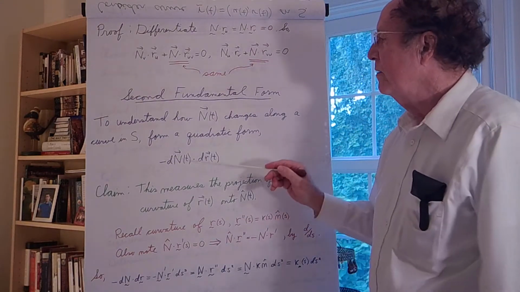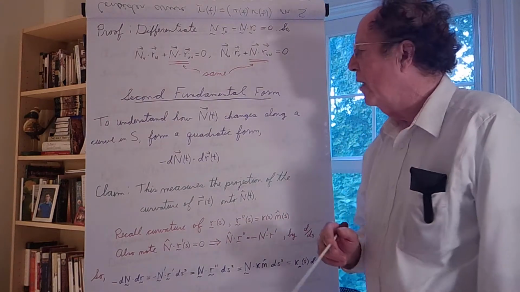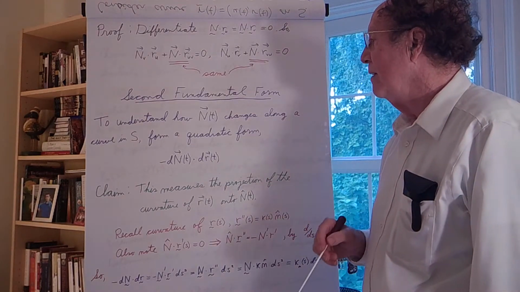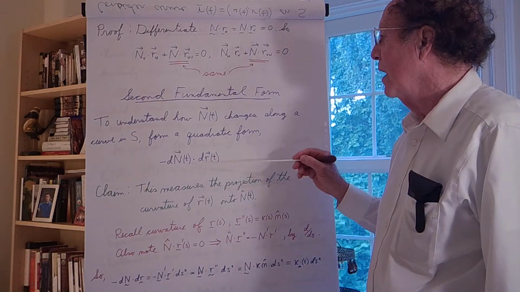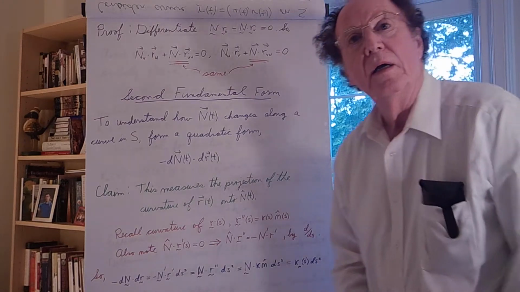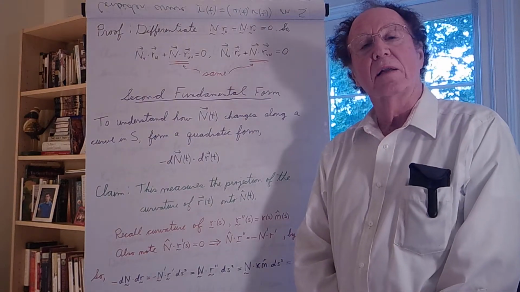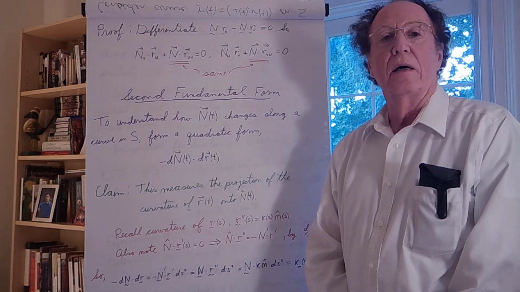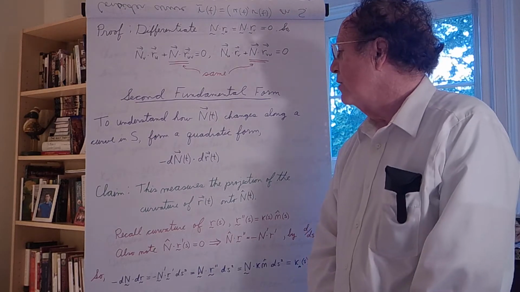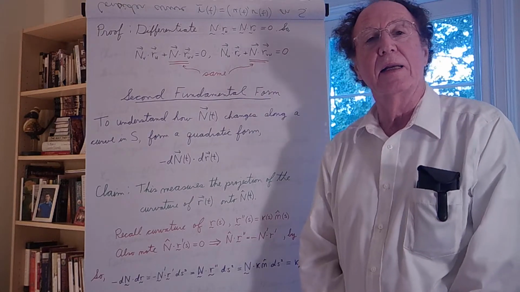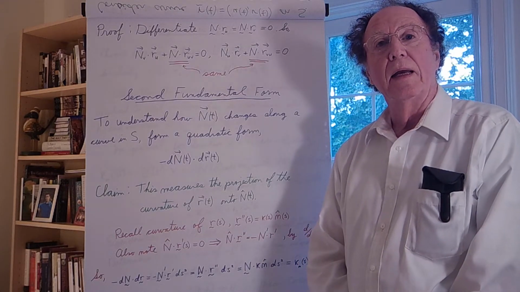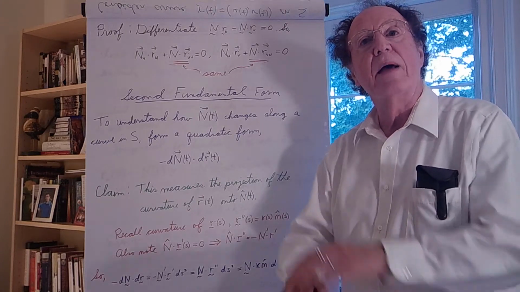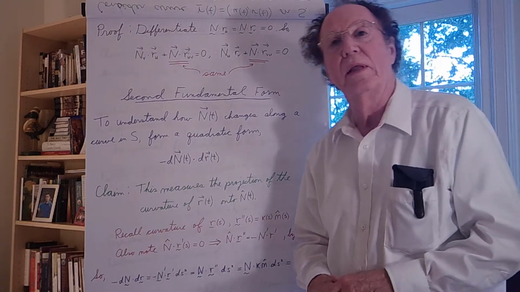Okay? It's a funny minus sign here. We'll see why it's there. But the quadratic form is just dn, the change of n in a little interval, dotted into that interval. We made the metric last time, and that was just the symmetric quadratic form of dr dotted into itself. Okay, and that gives us a way of measuring lengths and angles within the surface.